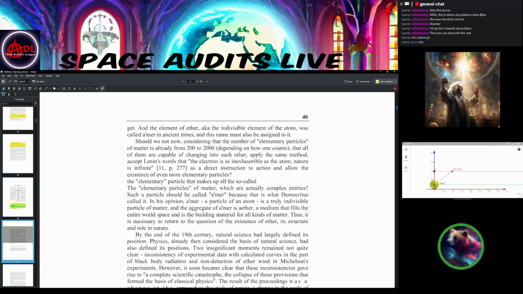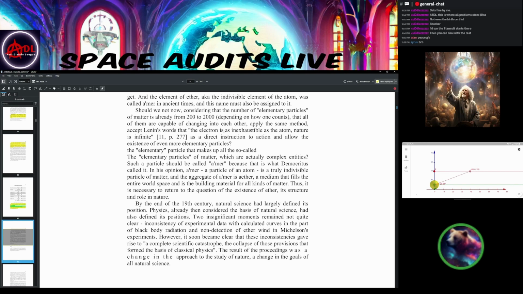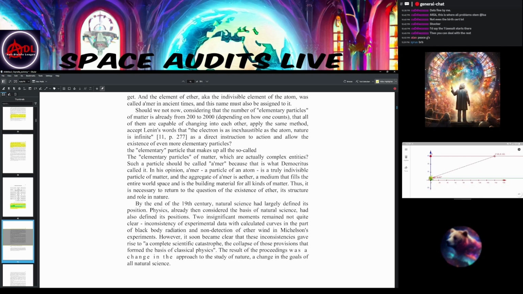The elementary particles of matter, which are actually complex entities. Sorry, it's written backwards, it's just a translation situation right here. Oh, okay, so you're saying these elementary particles are actually just complex entities?